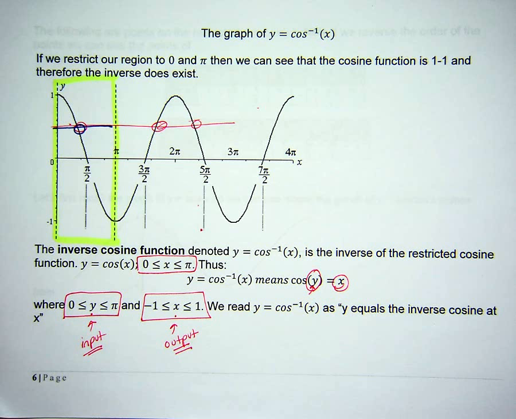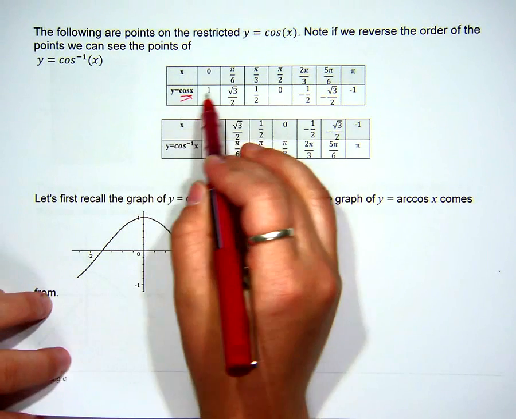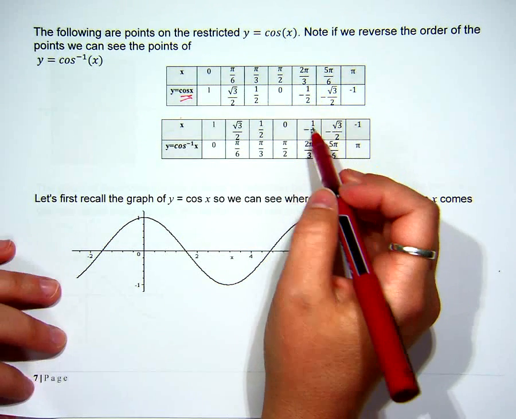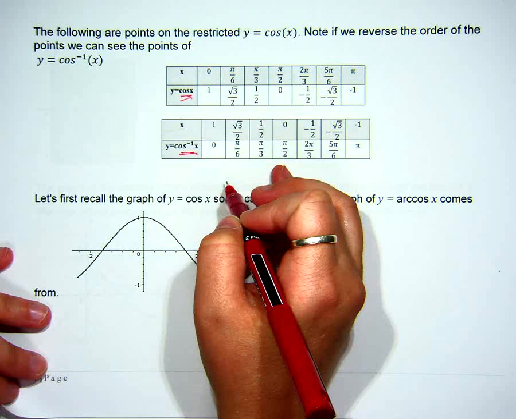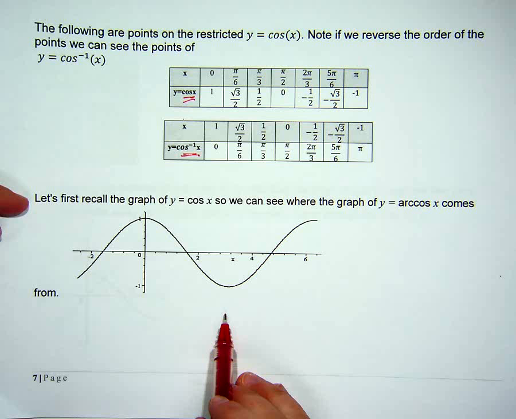Okay, now let's talk about our restricted picture here. Again, if I plot points of just x and cosine, I get these ordered pairs. If I want to plot the points of my inverse, simply flip-flop your ordered pairs. You'll get points on the inverse function. So what we're going to do now is break down how we get that picture. Here is your cosine curve. What we want to do is restrict it. Here's the restriction between 0 and pi.